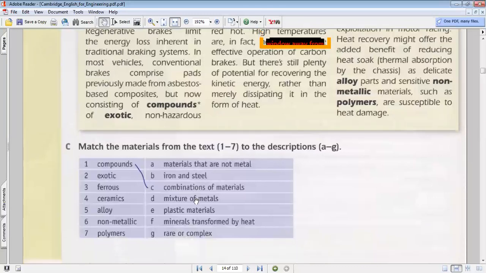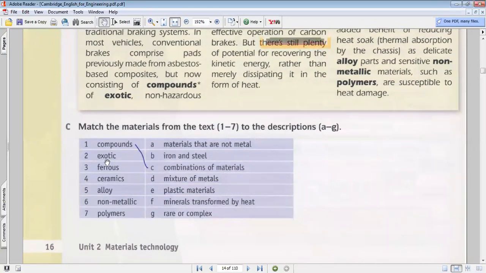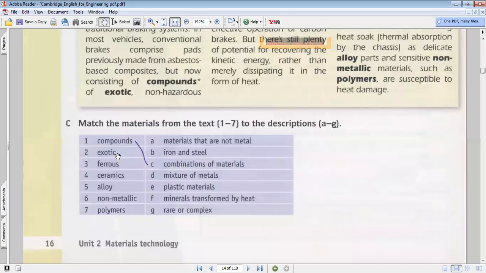For example, compound, you know, compound? A combination of materials. Compound, combinations of materials. Let's see exotic. Rare. Yes, thank you, which means strange. Rare, since it is unique in nature, so it is strange. Rare or complex or odd, O-double-D, meaning single. Or it might mean different from others. Or it could be the only one of its kind. Exotic, strange. Eccentric, if you have heard the word eccentric.